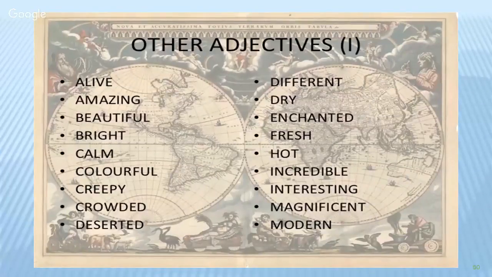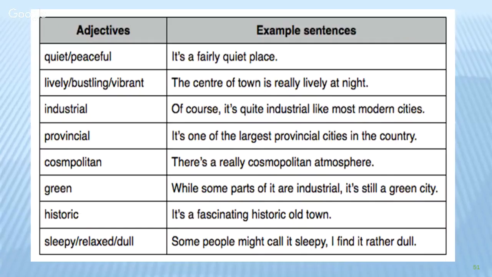Other adjectives about the place: it's alive, amazing, beautiful, bright, calm, colorful, creepy, crowded, deserted. Deserted means there are not many people at all there. It's very quiet, not many people. Different, dry, enchanted, fresh, hot, incredible, interesting, magnificent, modern. These are some of the adjectives that you can use.